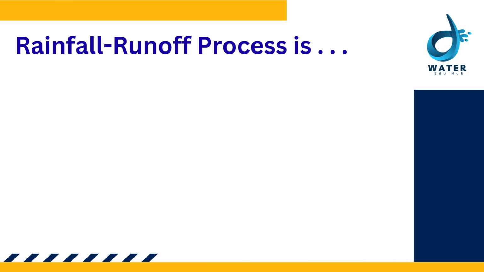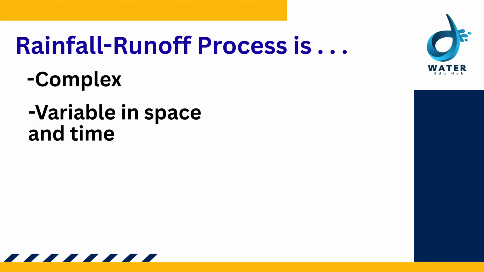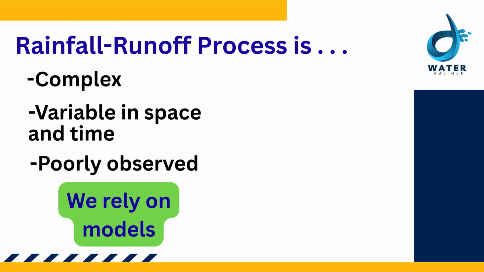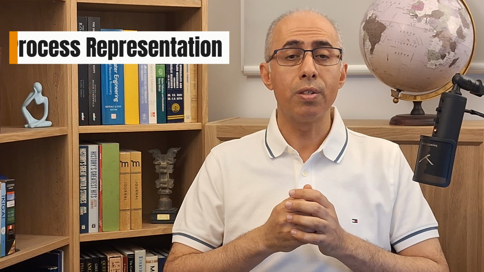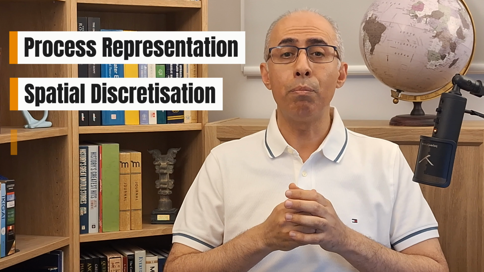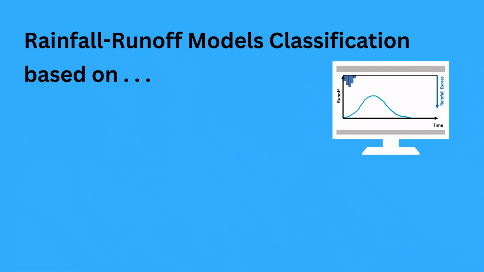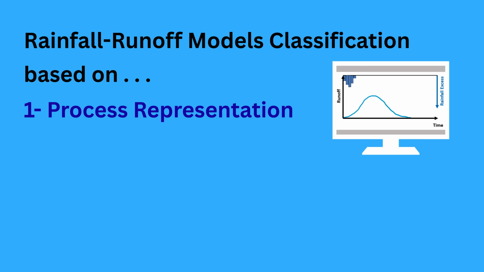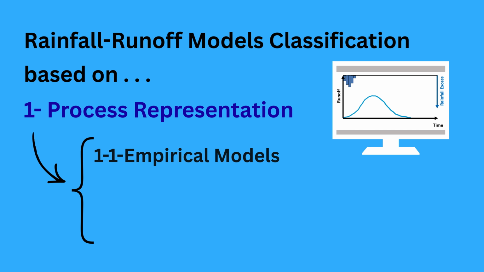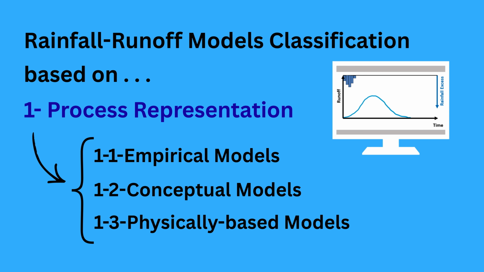Because these processes are complex, variable in space and time, and often poorly observed, hydrologists rely on models, simplified representations of reality. To understand these models, we usually classify them along four key axes: process representation, spatial discretization, temporal scope, and treatment of uncertainty. Let's explore them. Classification based on process representation categorizes the rainfall runoff models into three groups: empirical, conceptual, and physically based models.